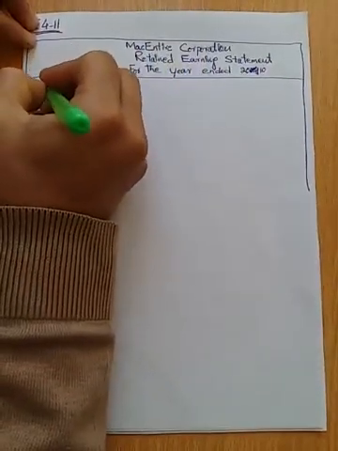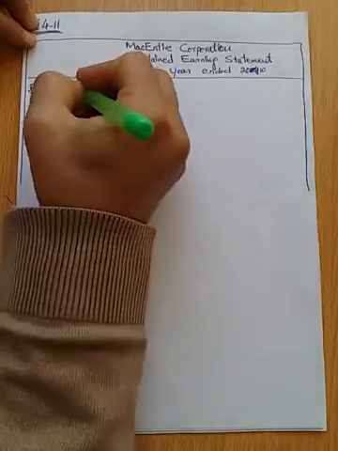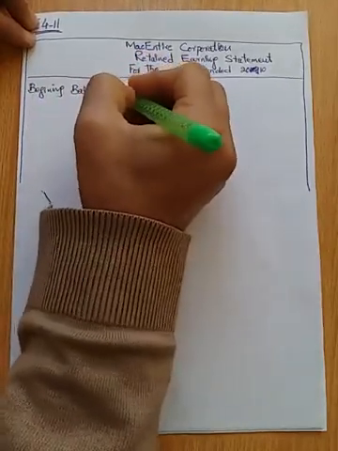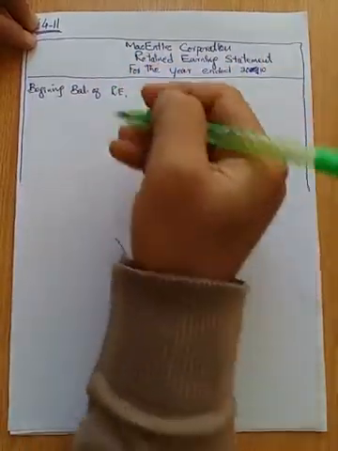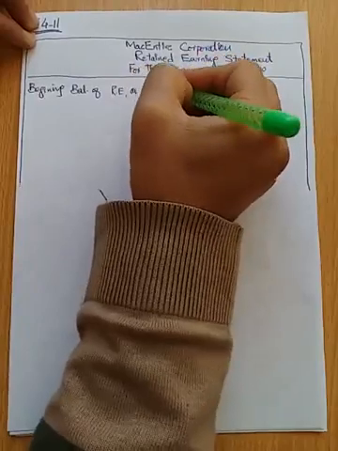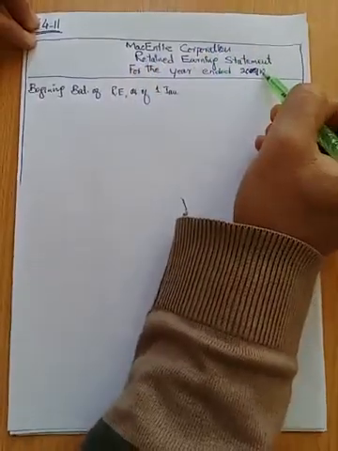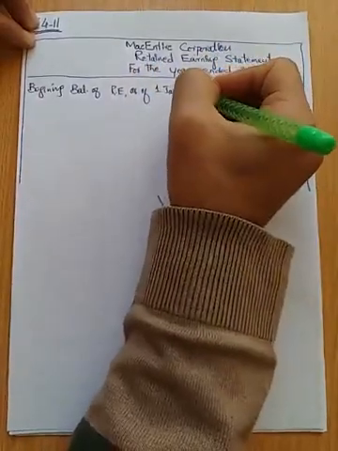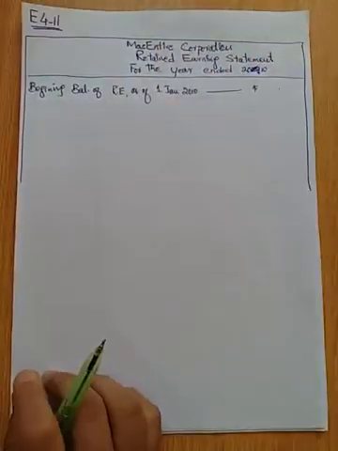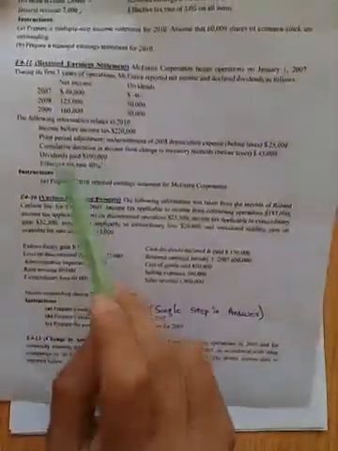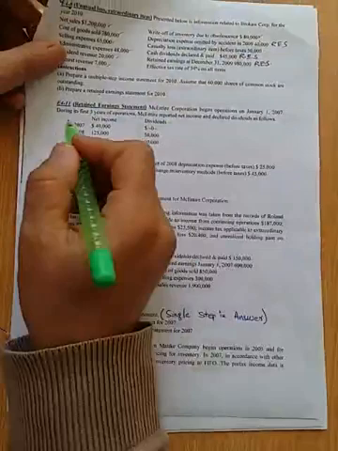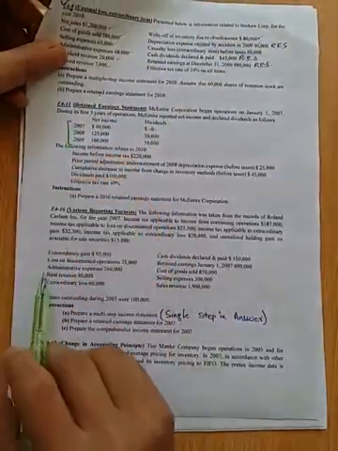So let's go through it. The beginning balance of retained earnings, and this is at the start of the year, so as of 1st January, and the year is 2010, so this would be 1st January 2010. Then we would write the dollar amount here. Now if you see in the numerical, there is no such information given, but information related to the previous years' performance is given.